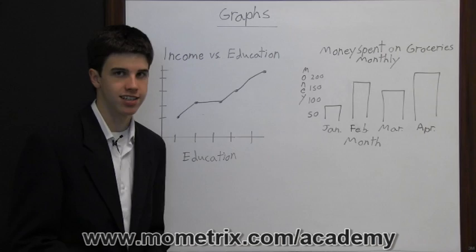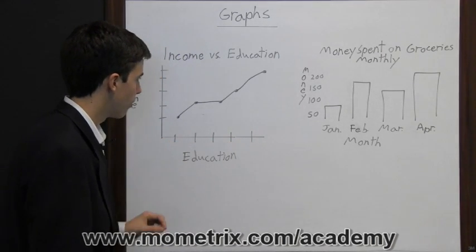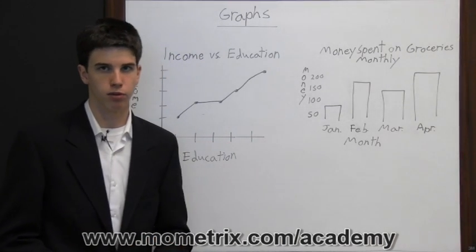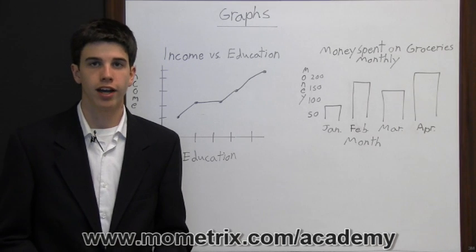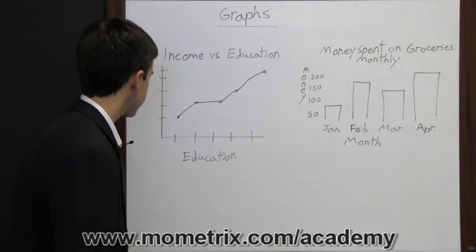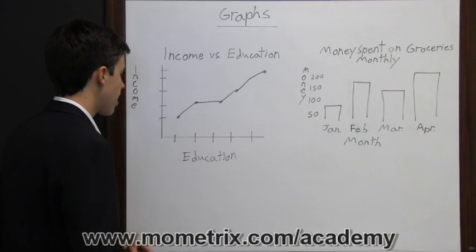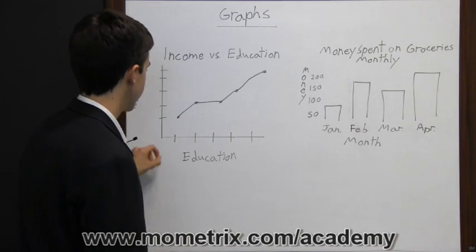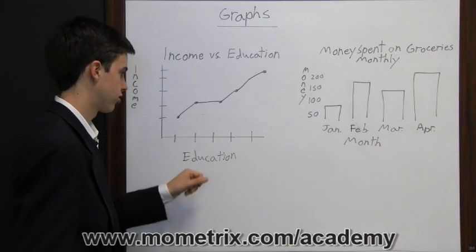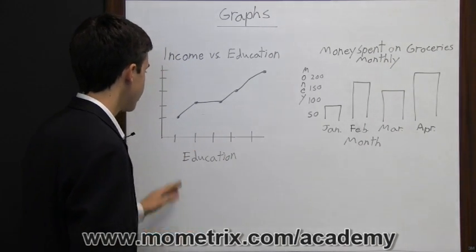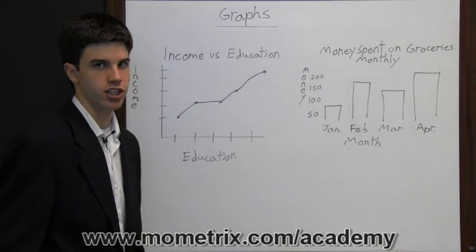Generally, the x-axis, this line right here, represents the independent variable. That's the variable that the writer can move around. So here, whoever made this graph, for education they could put high school, bachelor's degree, master's degree, and doctorate. And so they're setting out the different levels of education.